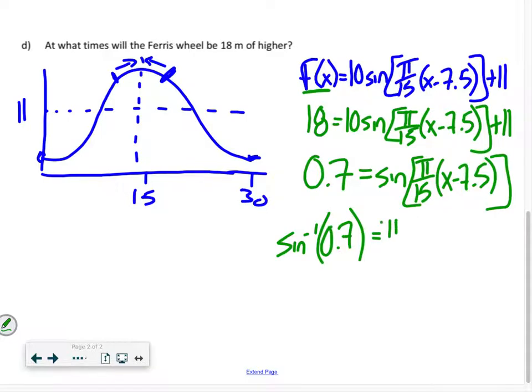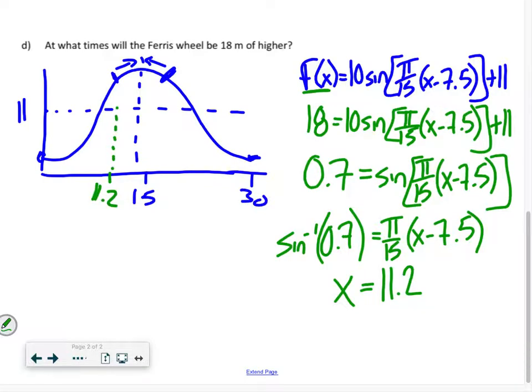Sine inverse of 0.7 is going to give me an angle. I'm going to have pi by 15 x minus 7.5. After I get my angle there, I'm going to multiply it by 15, divide by pi, and add 7.5. When I get all of that, I'm going to get x is equal to 11.2. Okay, so I found my x value. I found 11.2 is one of the values. That's going to go right up to there, which would meet right there, 18 meters.